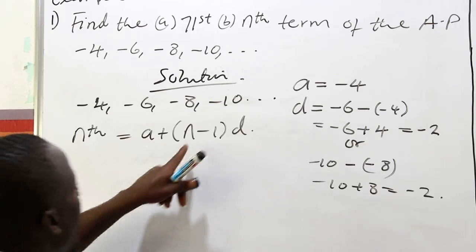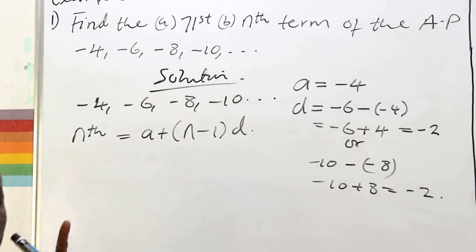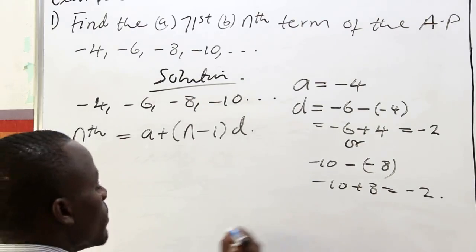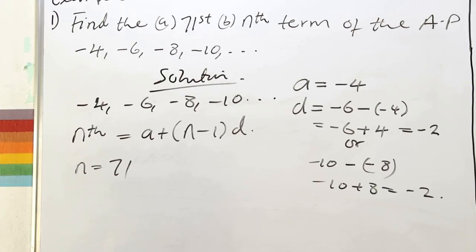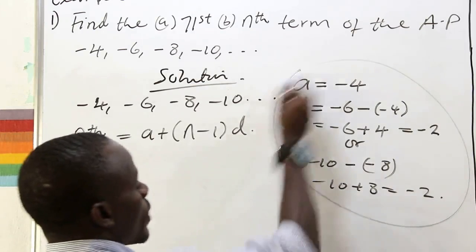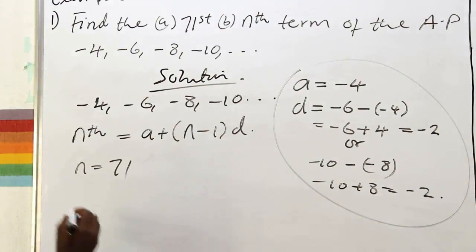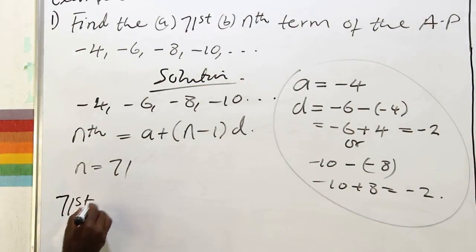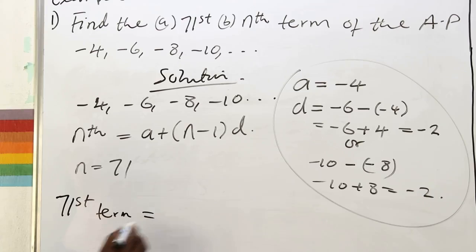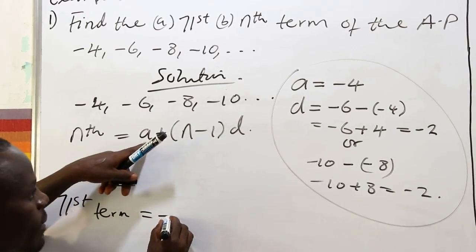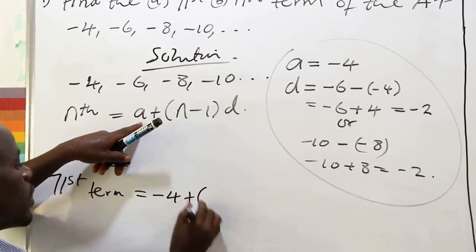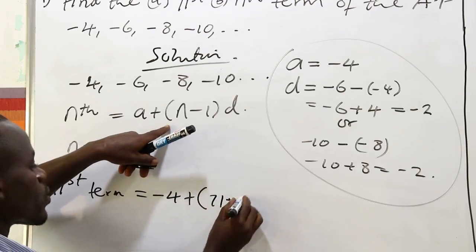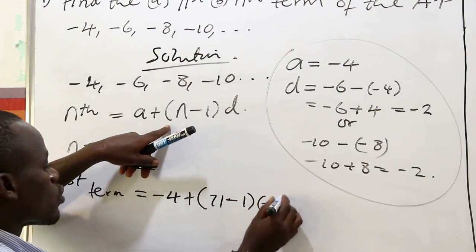Then our n, since we want to find the 71st term, is going to be 71. Okay? So that is what we need to know. So the 71st term now will be, instead of n we have 71, isn't it? So we are going to have a, that is minus 4, plus, open bracket, 71 minus 1, times minus 2.